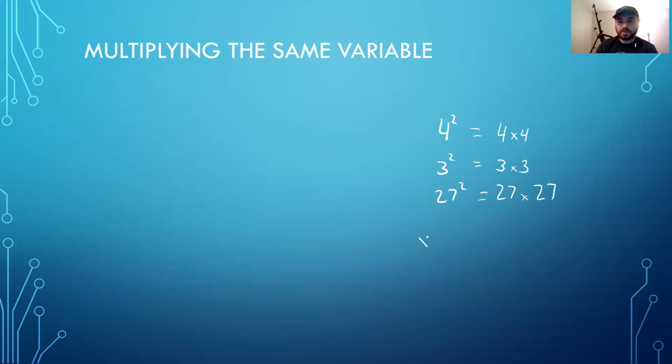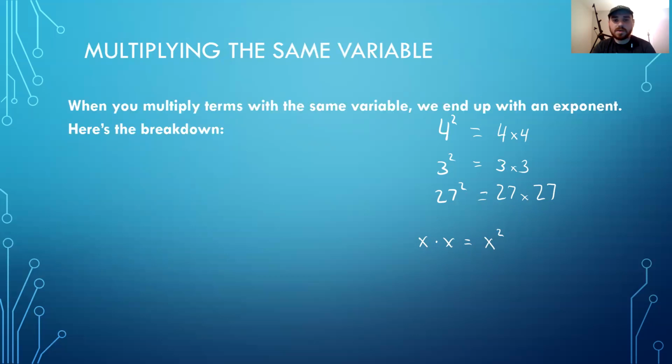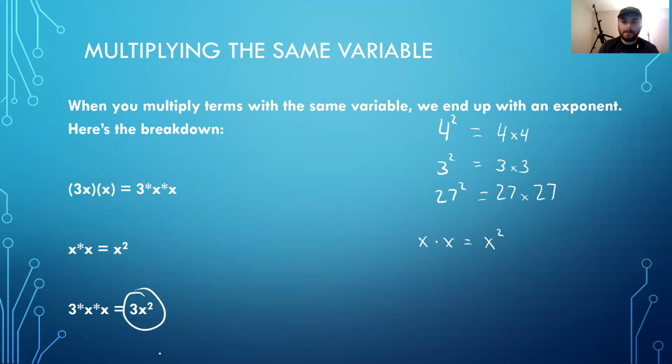So then I asked the question, well, okay, what is x times x equal to? And they looked at it for a second, and most of them figured out that, well, if a number times a number is just the number squared, then a letter times a letter is probably just letter squared. And that is correct. When we have x times x, we're just going to get x squared. So here's how the exponent breakdown works. We have, let's say, for example, 3x times x. This is equal to 3 times x times x. x times x is equal to x squared, so we can just write this as 3x squared right here. And this would be the simplified version of this.